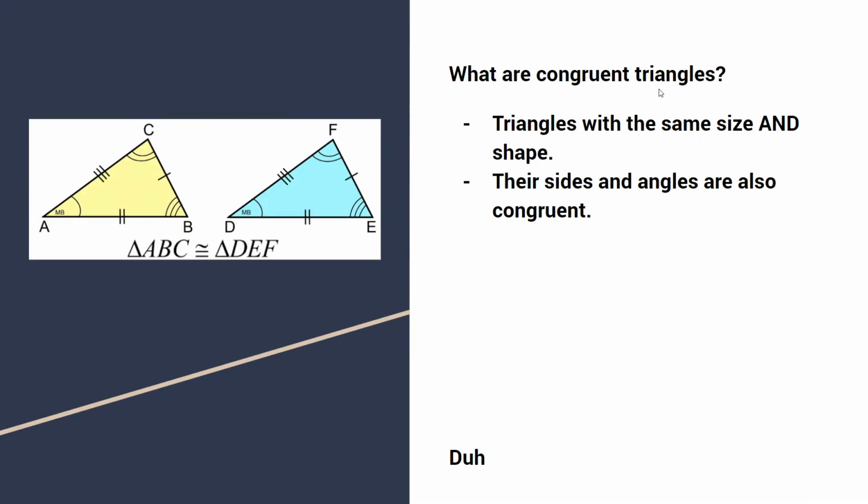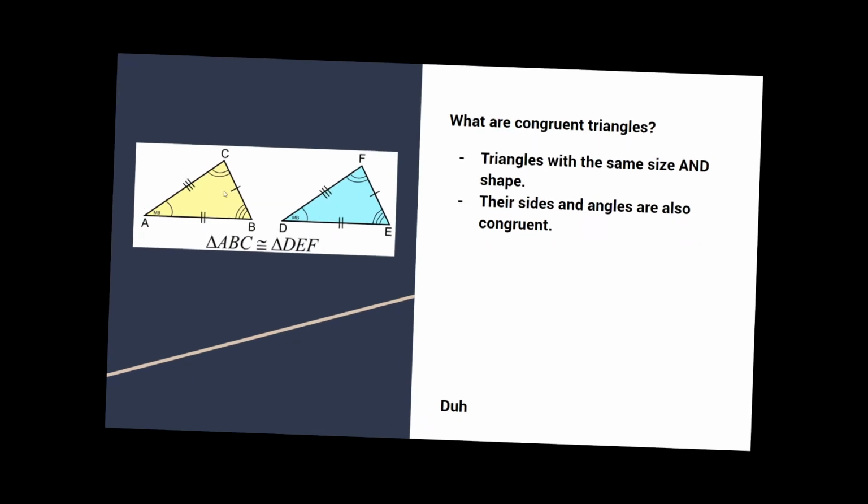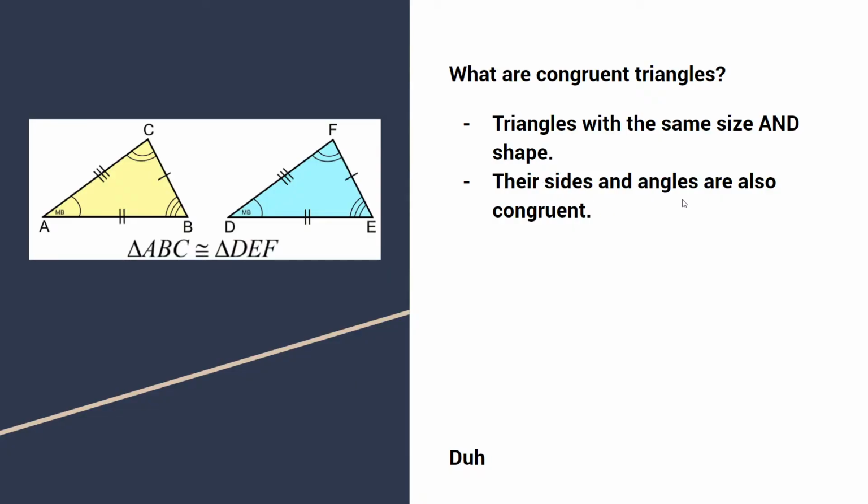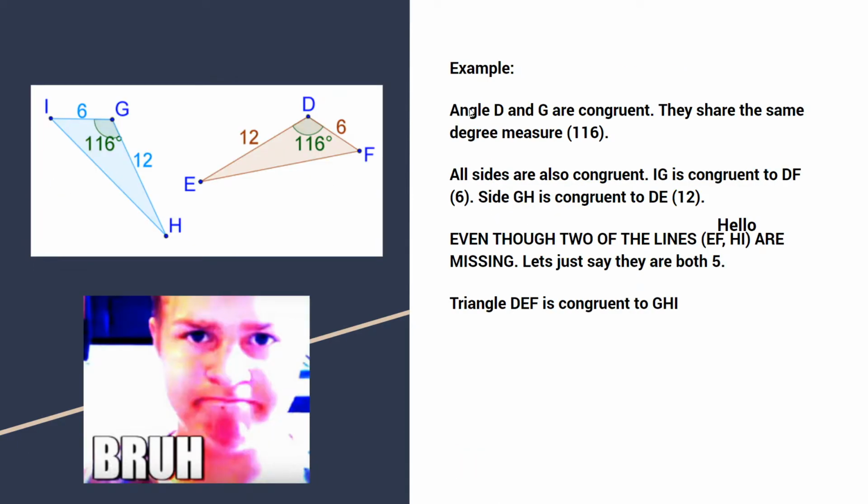What are congruent triangles though? That's the first thing we have to understand in order to know how to prove that they are congruent. Triangles with the same size and shape are classified as congruent. These two have sides and angles that are also congruent. This side is congruent with that side, this side, this side. Angle, angle, angle, angle. It's that simple. Okay, here's another example.